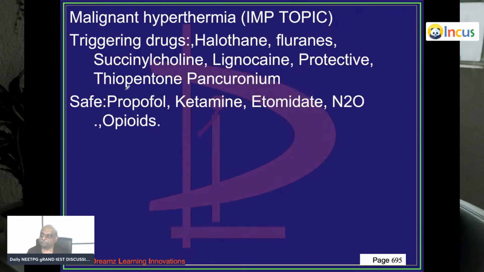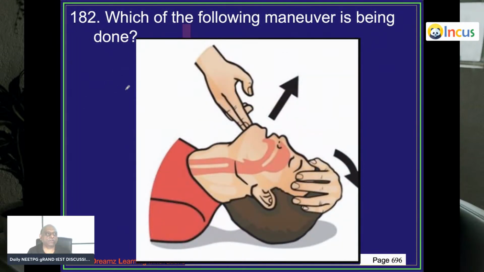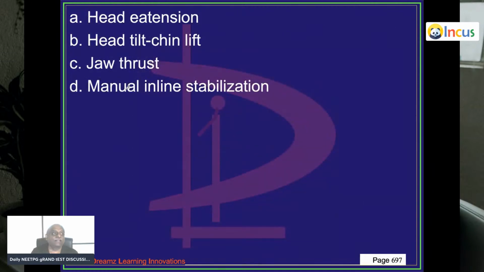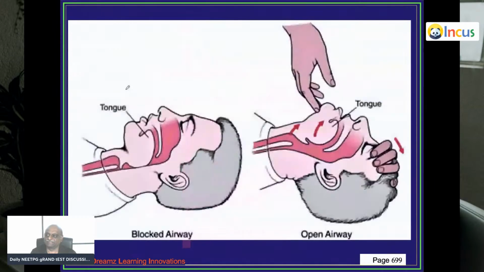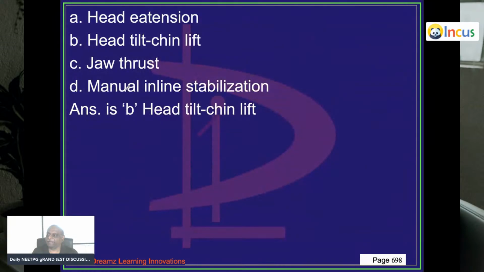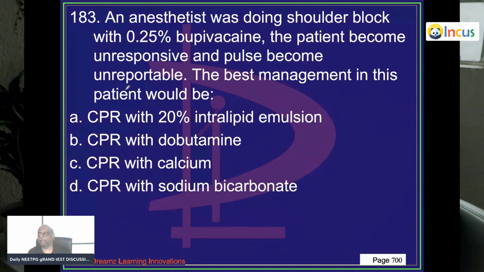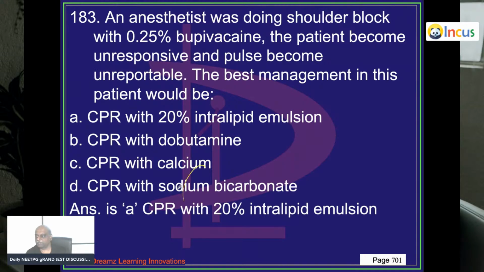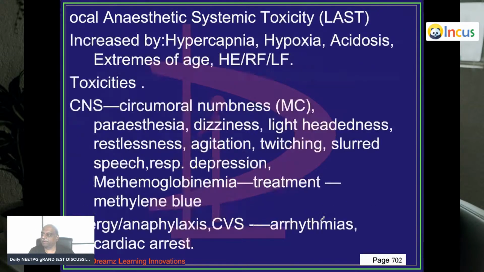So doctor, one question comes on advanced and basic life support. Head tilt chin lift: the tongue blocks the airway, so to open the airway, head tilt chin lift. An anesthetist was doing a shoulder block with bupivacaine, the patient became unresponsive, pulse became unrecordable. What is the best management? CPR with 20% intralipid emulsion.